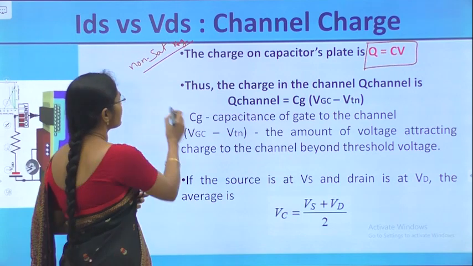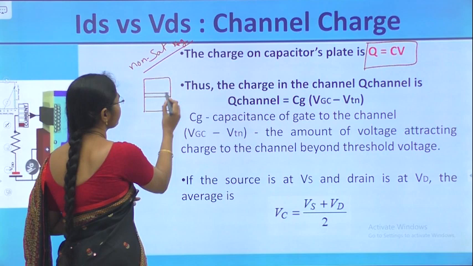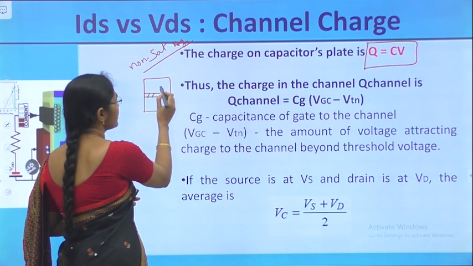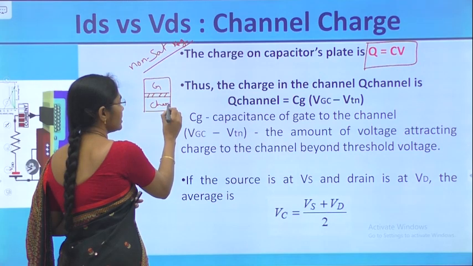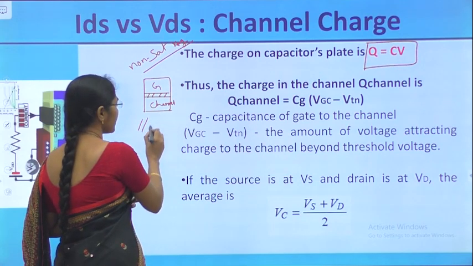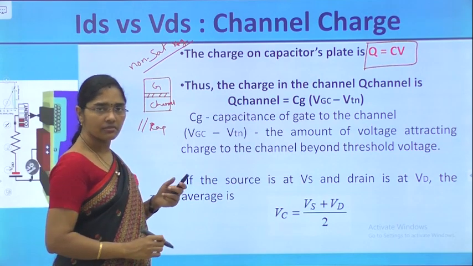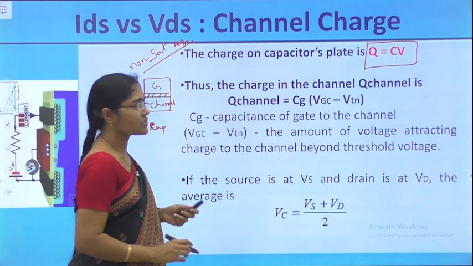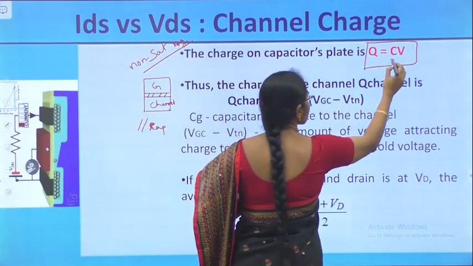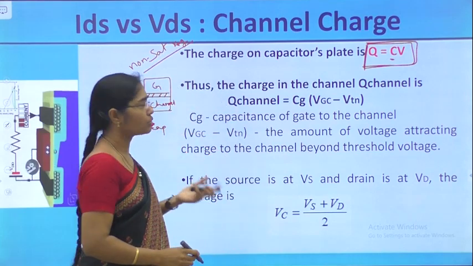Our gate structure looks like a parallel plate capacitor. This is the oxide, this is the gate part, and this is the channel part. So if we know this capacitance, we can calculate the charge simply. Using that capacitance, we are going to calculate the charge. Q is equal to C into V.